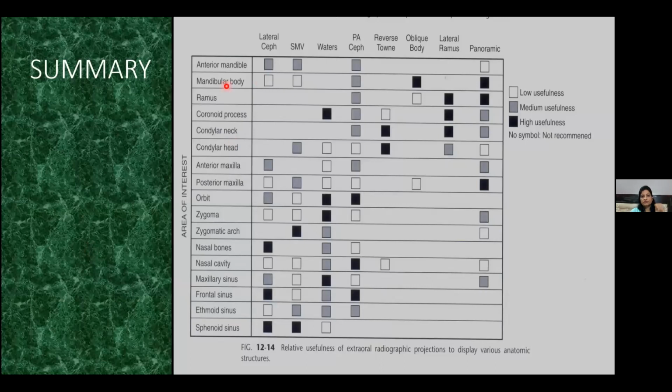This is the indication which is given and what view. For example, I tell you coronoid. For coronoid I have told you Waters view, and you can also go for lateral ramus projection. You can also see it, right? For example, condyle. Reverse Towne's is the main indication for condyle.